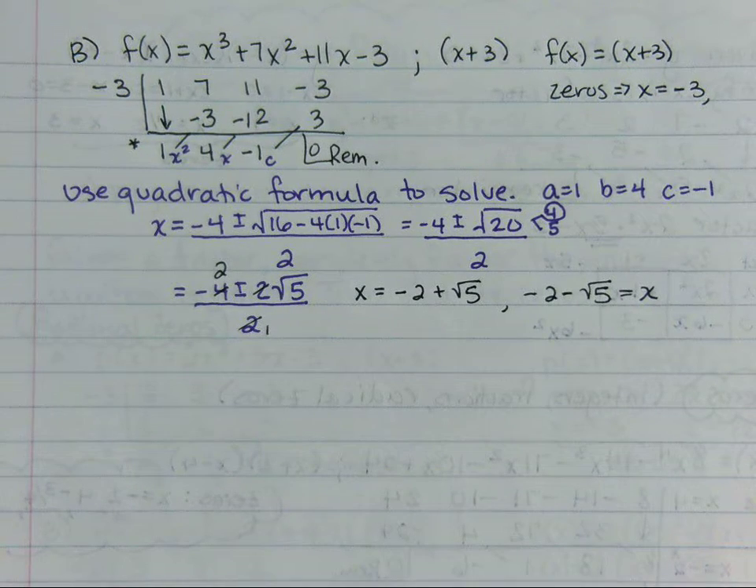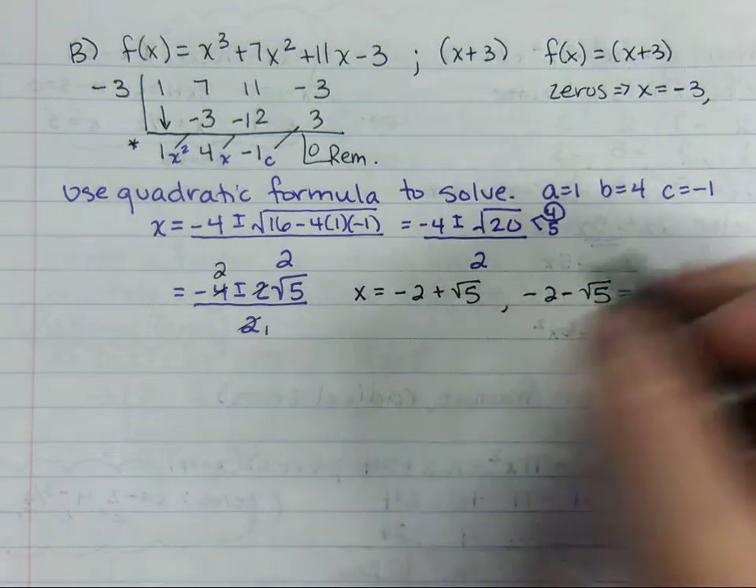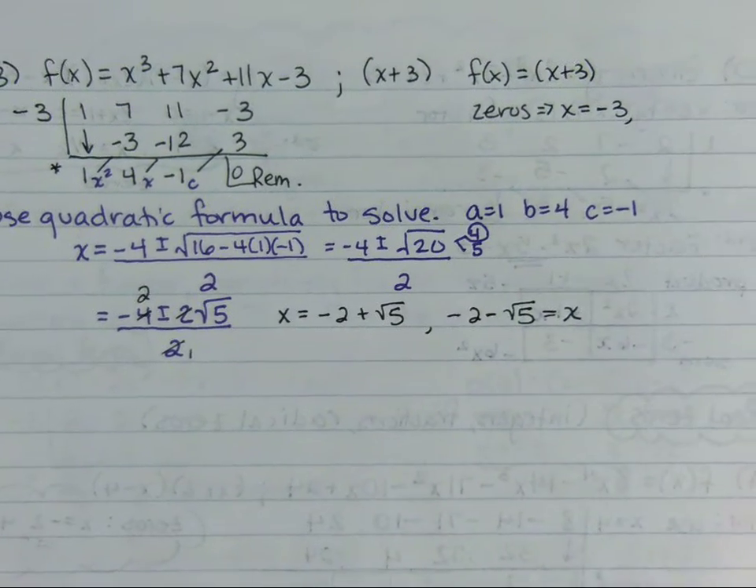Those are my other two zeros. All right, so when we're using the quadratic formula to solve, we're solving for the zeros, not the factors. As long as you have the factors, you can find zeros. As long as you have zeros, you can find factors. They go back and forth. So these are my other two. I'm going to put them over here on my list.